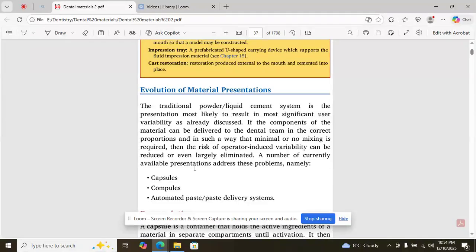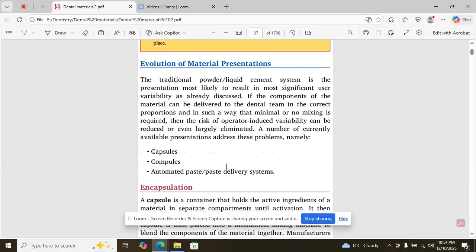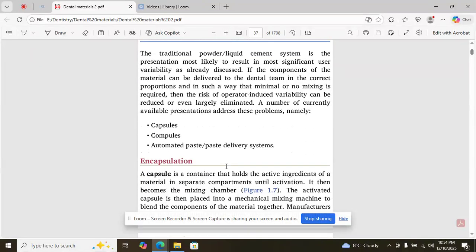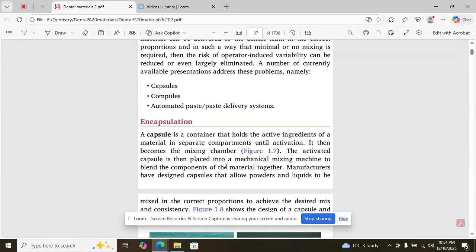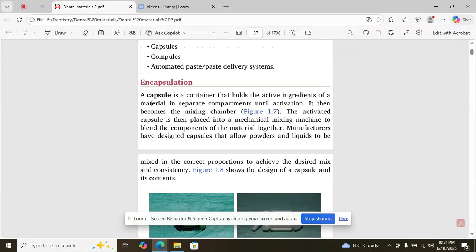A number of currently available presentations address these problems, namely capsules, compules, automated paste delivery systems. Encapsulation: a capsule is a container that holds the active ingredients of a material in separate compartments until activation. It then becomes the mixing chamber.